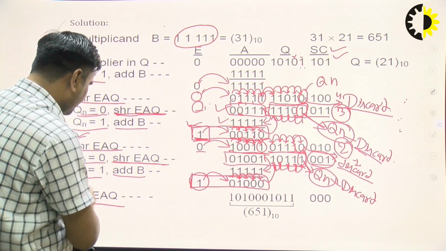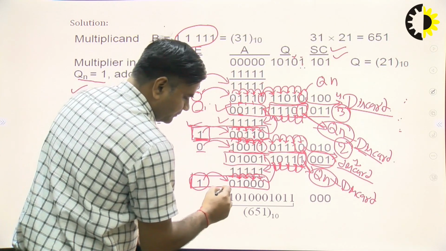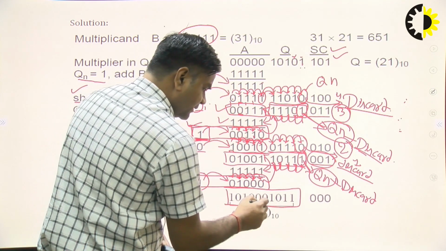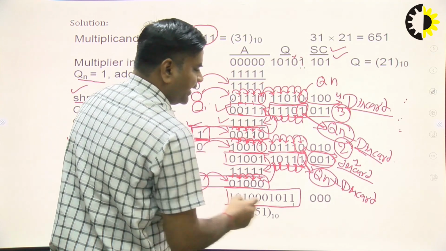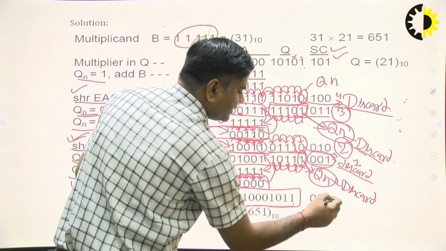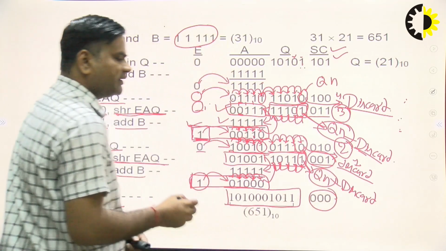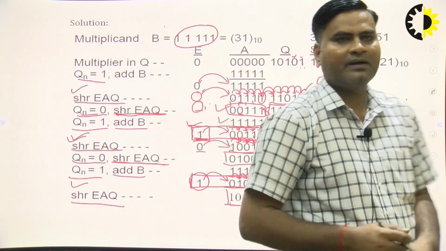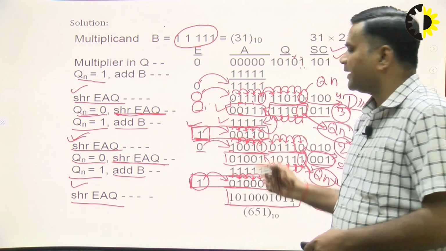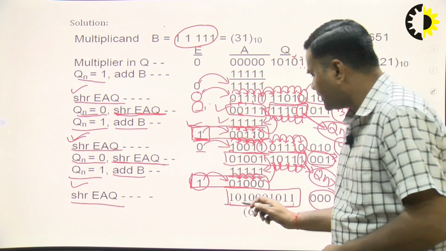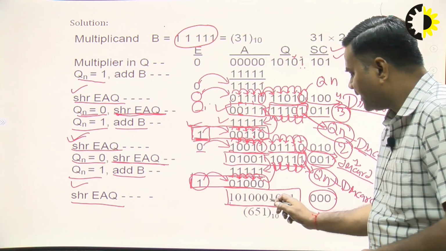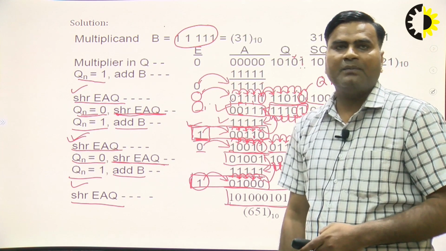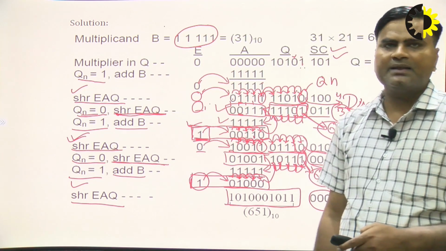After the logical shift right, we got the result 1 0 1 0 1 0 1 1, and our sequence counter 1 minus 1 is equal to 0. If our sequence counter is 0, then we have to stop our process, and our result is in the AQ register. So our result is 1 0 1, 3 times 0 1 0 1 1. This is the simple multiplication, that is sign magnitude multiplication.